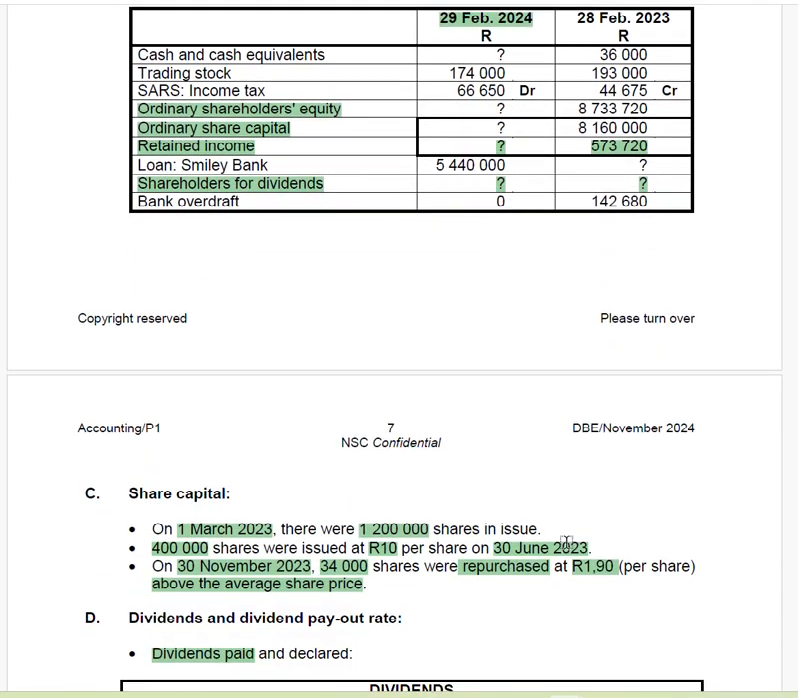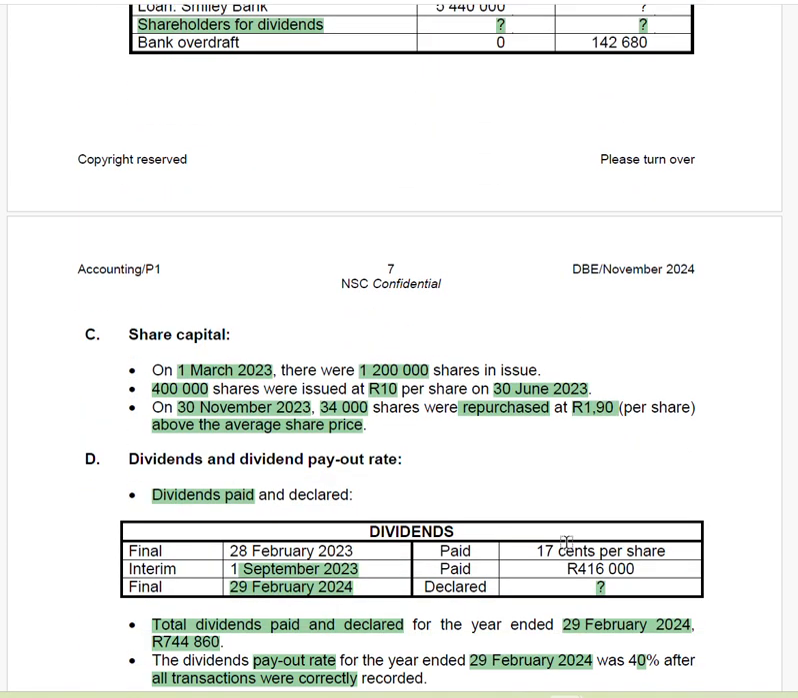Then you're going to move down. So when you move down now, they start giving us additional information. This additional information is what can assist us in order to respond to our retained income note question. Now, if you're looking at what we have here, they are telling us that there is a share capital. So it's share capital information.